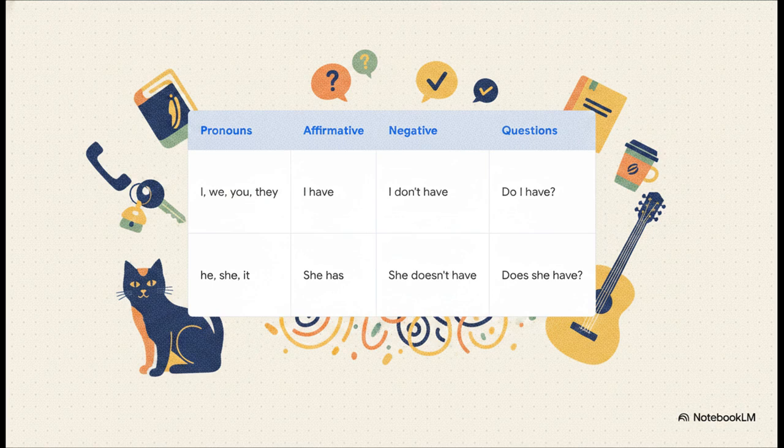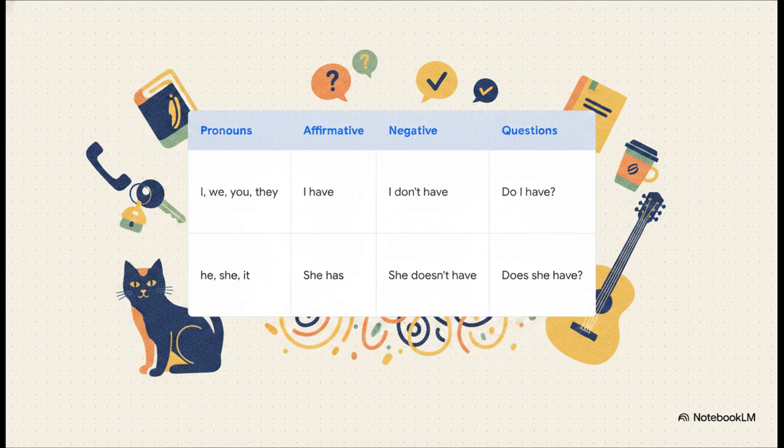When have is your main action, meaning possession or ownership, the simple present rules are actually really straightforward. For the pronouns I, we, you, and they, we just use have. When making a positive statement, it's simply, I have a new guitar. To make it negative, we just toss in don't. I don't have a new guitar. And for questions, we kick things off with do. Do I have a new guitar?